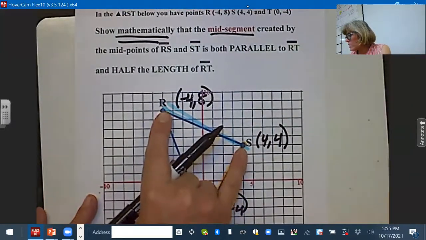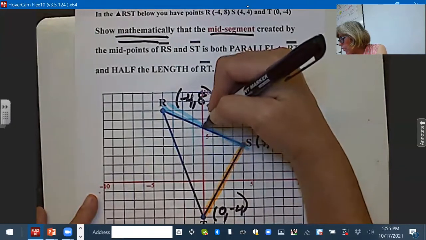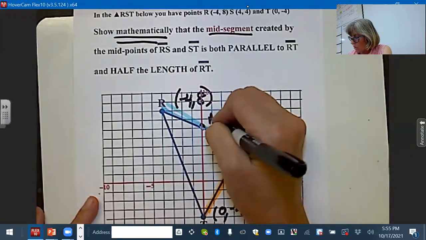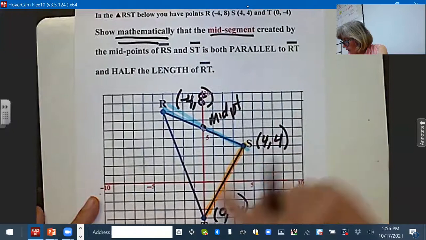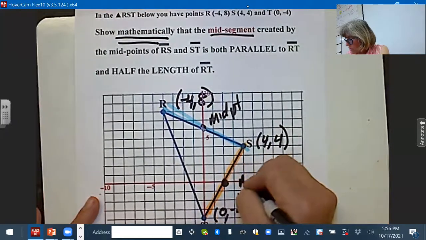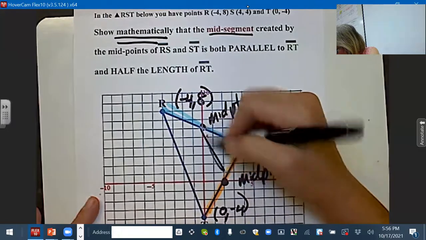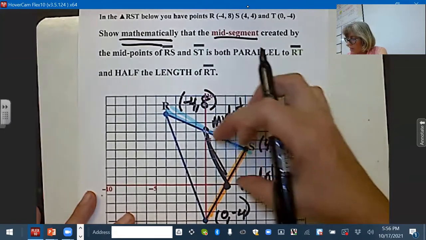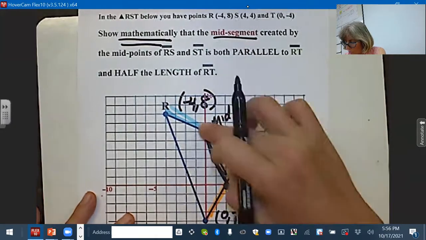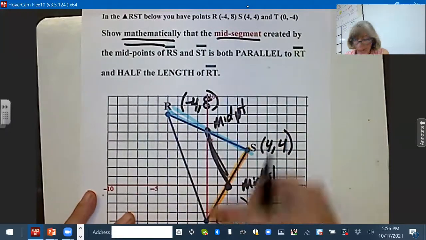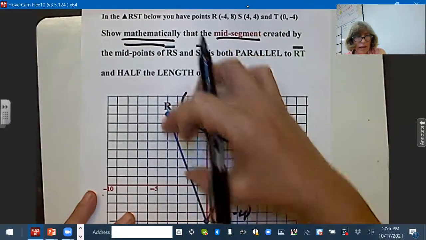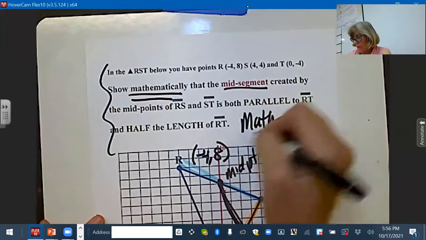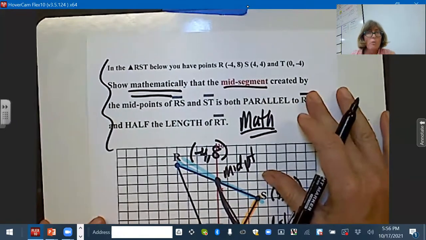So come here to RS and eyeball what looks like the middle, and that's going to be the midpoint of RS. There's a midpoint. ST, eyeball it there. There's a midpoint. So we connect. We're just sketching. And we're going to prove mathematically that this mid-segment is both parallel and half the length. We're going to do all of this with math because math has meaning.